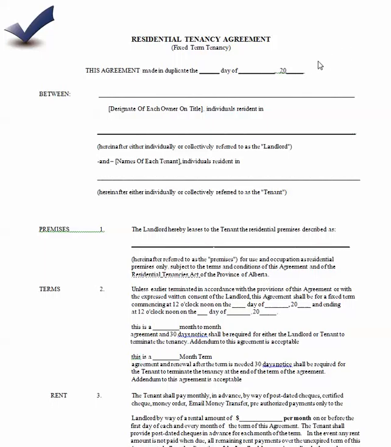We're going to be going through the residential tenancy agreement. We're just going to go through it step by step so that you have a clear understanding of what kind of agreement we're getting into between you and the owner.